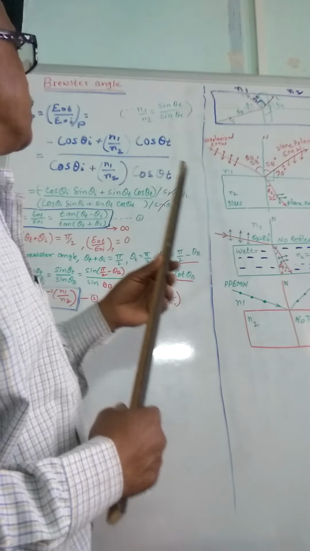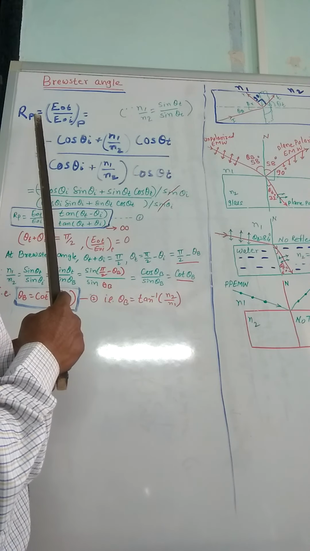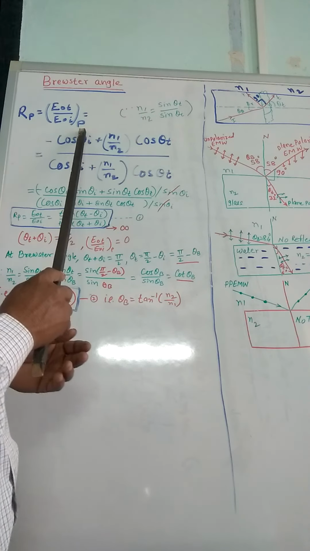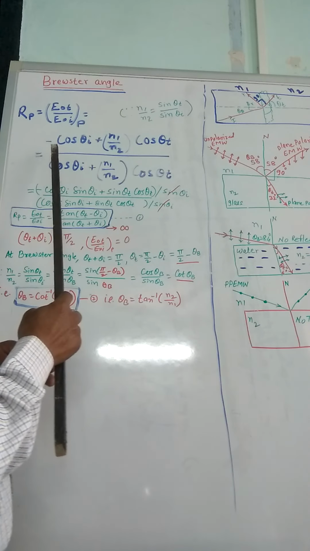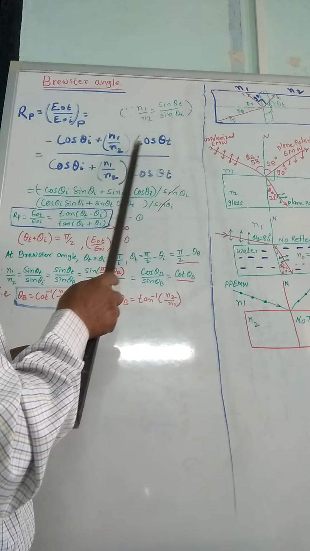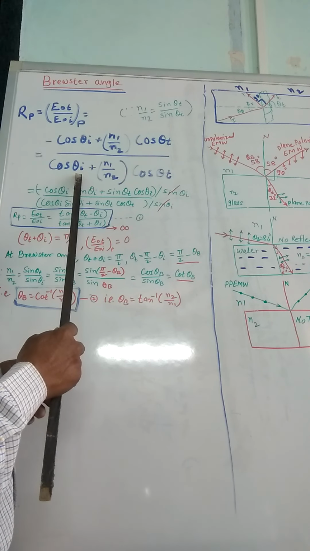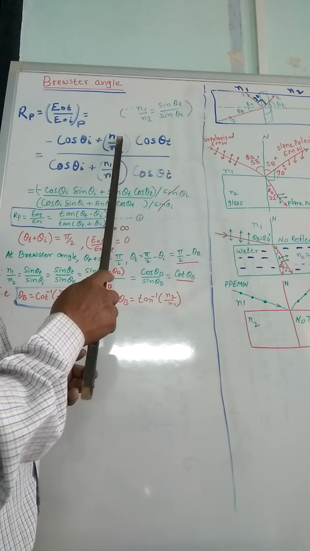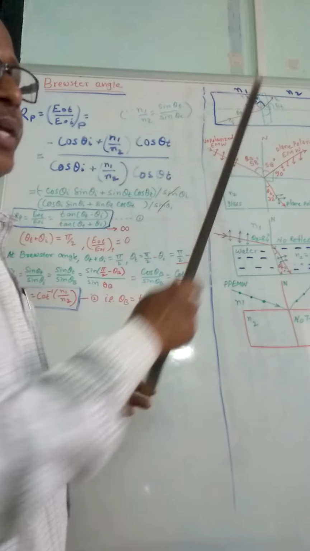So we know Fresnel's equations. The reflection coefficient for parallel incidence is equal to E0T by E0I for P, where P indicates parallel incidence. Fresnel's equation is equal to minus cos theta I plus n1 by n2 into cos theta T, divided by cos theta I plus n1 by n2 into cos theta T, where n1 and n2 are the refractive indices of the first and second medium.